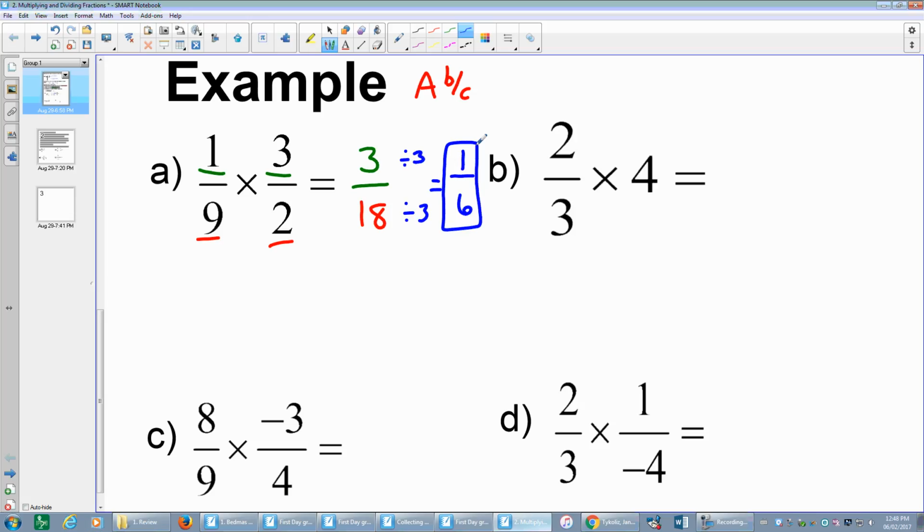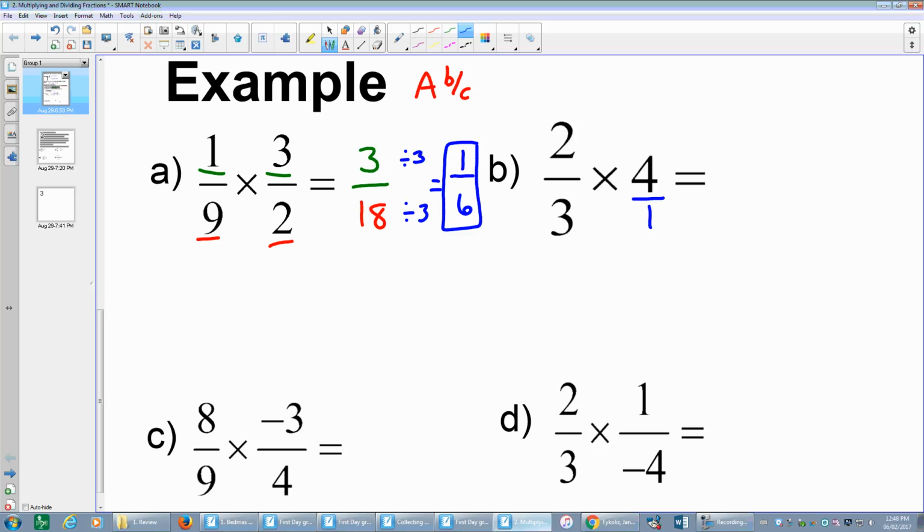Okay, our second example. Now you're going to notice here I have 2 over 3 times 4. Well, now you may be saying, but 4 isn't a fraction. Well, we can actually take any whole number and make it a fraction by putting it over 1. 4 divided by 1 still gives me 4. I'm just writing it as a fraction.